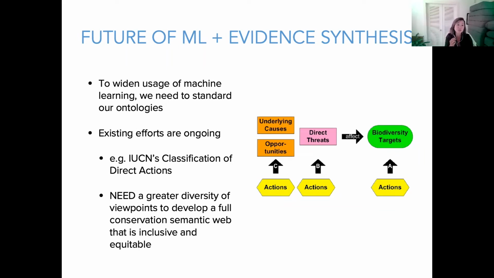And there are some efforts that are out there in conservation. There are typologies that are being developed and being used by the International Union of Conservation of Nature, or IUCN. But again, more often than not, these typologies really do reflect certain viewpoints in certain disciplines. So we need to have a greater diversity of viewpoints to inform this full development of a semantic web for conservation so that it can be inclusive and it can be equitable and can accurately reflect the diversity of knowledge that's out there.